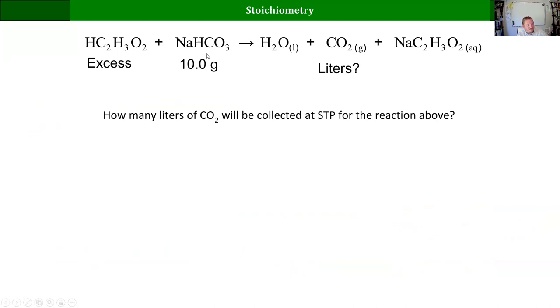The hydrogen carbonate plus the extra hydrogen from the acetic acid turns into water and CO2 in a 1-to-1 ratio. So all of our stoichiometry is just 1-to-1 for this reaction. If we want to know how many liters of CO2 will be collected at standard temperature and pressure, we can plug in 10 grams and get it into moles for the sodium hydrogen carbonate.